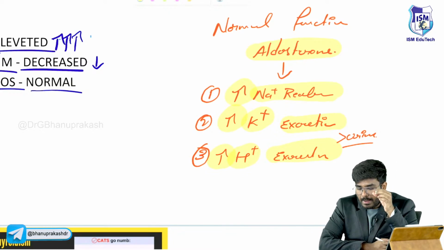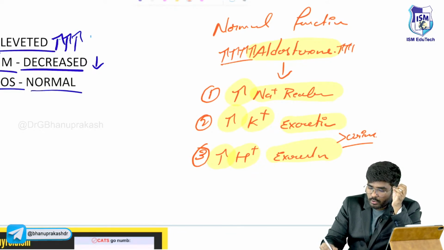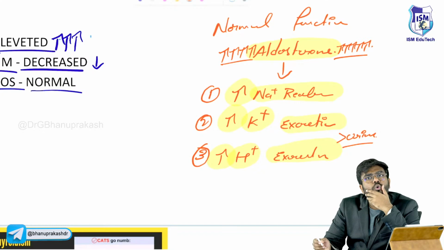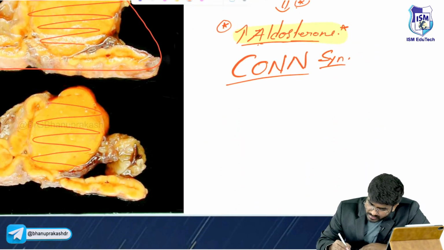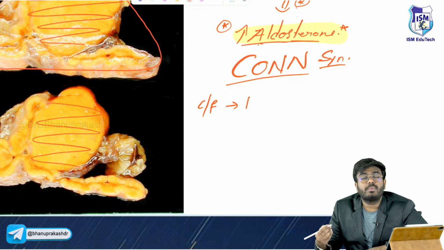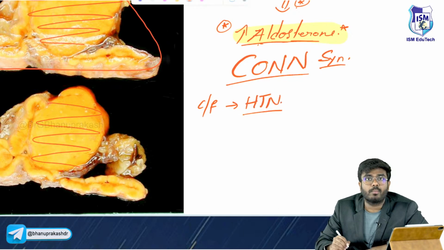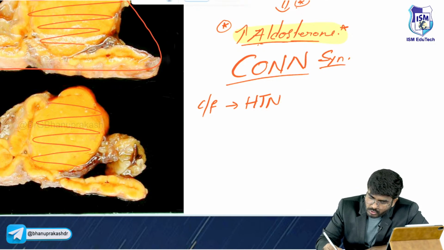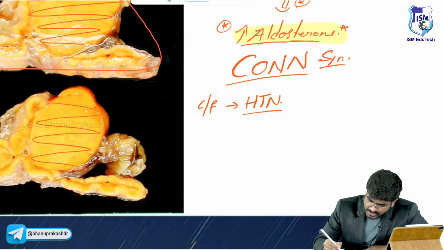But imagine now we are having Conn syndrome where the aldosterone levels are super high. There is so much aldosterone. What happens? So much sodium is going to be reabsorbed, right? So what are the clinical features? More sodium is getting reabsorbed, so that causes hypertension. The patient now has clinical features like hypertension.